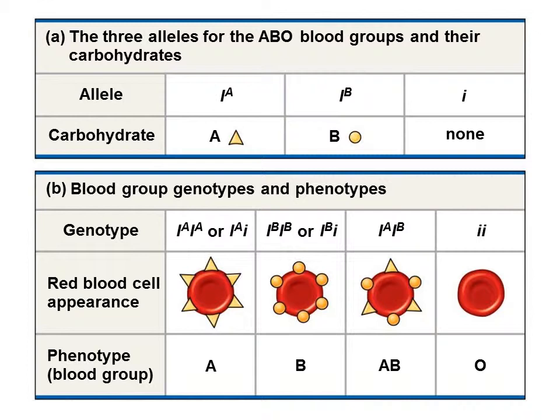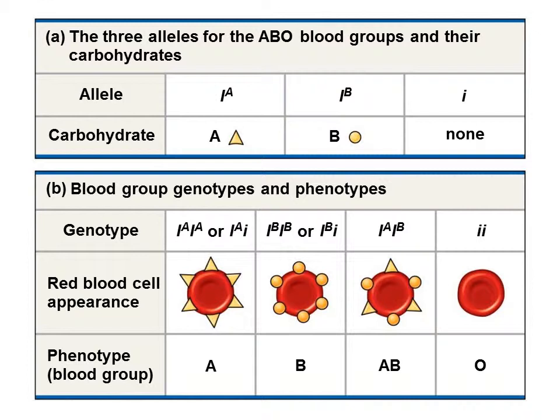In reference to multiple alleles, if you have the allele big I with the superscript A, you will produce a sugar on your red blood cell that is labeled A. If you have type B, you produce a sugar on the red blood cell that's labeled B. If you have O blood, you don't produce any sugars located on the cell membrane of the red blood cell. So this is how we create the blood types.